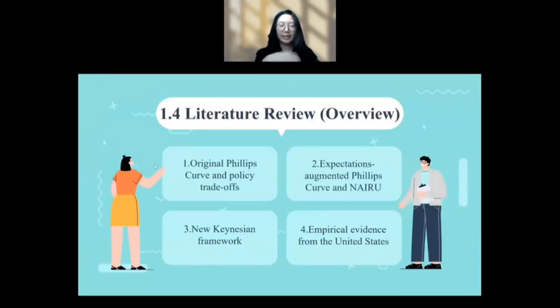Literature review. The literature review covers 4 main areas. This includes the original Phillips curve and policy transfer, the expectations-augmented Phillips curve, the New Keynesian framework, and empirical evidence from the United States.